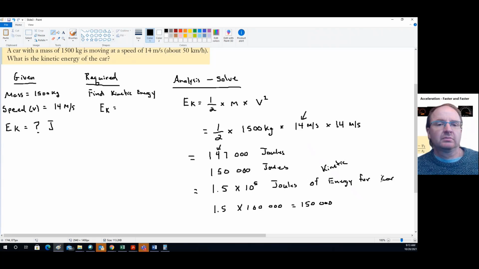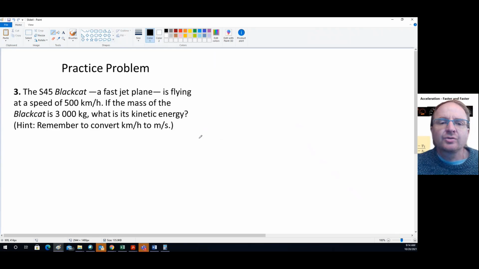Let's do another one. These are too fun. As soon as it comes up, hit pause, read it. Use GRASP to solve it. Okay, you've read this, so you got this fast jet plane. But we got a speed, 500 kilometers an hour. Oh, we got to convert it to meters per second. And the mass, 3,000 kilograms. So we got a speed and a mass. We want to find kinetic energy. Okay, so let's get this going.